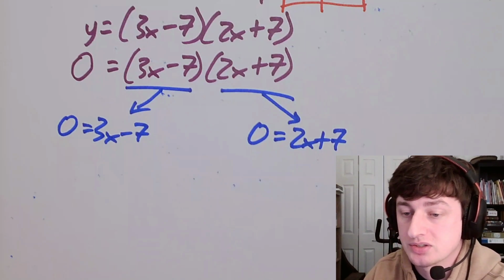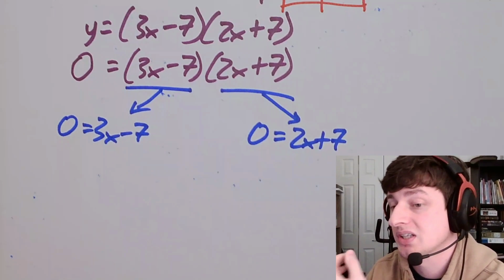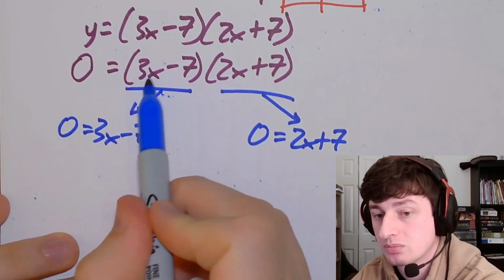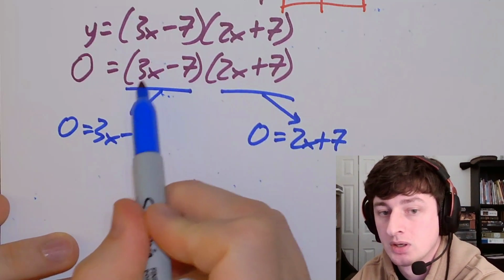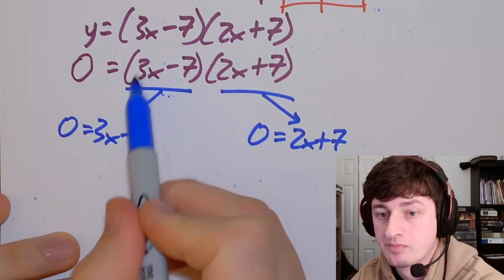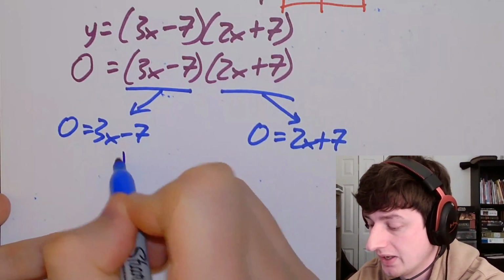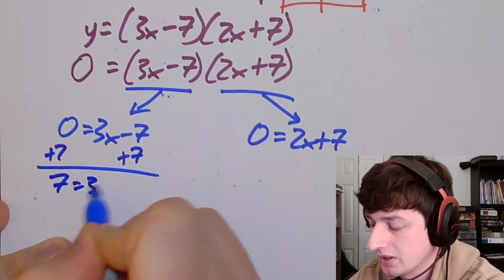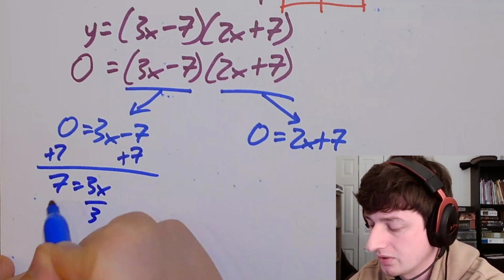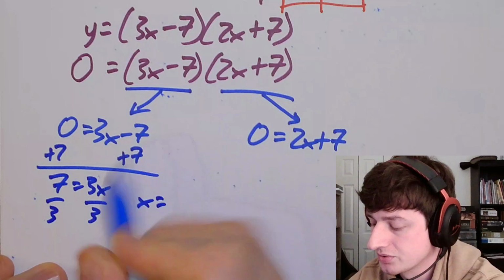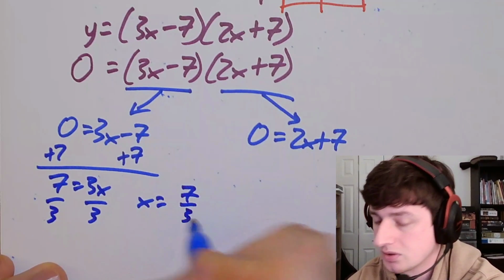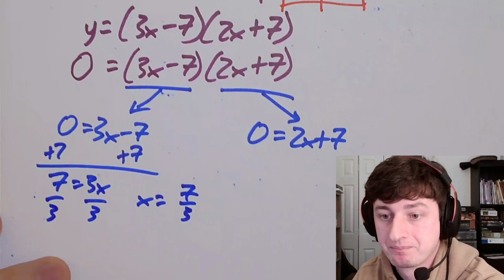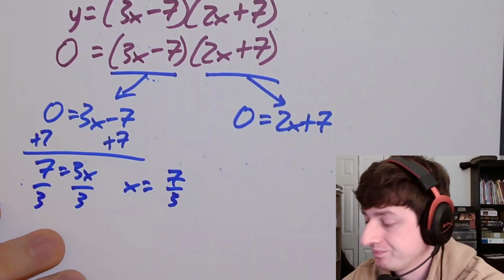So now we just solve for x, and we're going to get fractions. The reason I know we're going to get fractions is because the number here in front of x is not 1. So we add 7 to both sides. We get 7 equals 3x, which means divide by 3, and so x equals 7/3. And that's it. You just leave it like that.